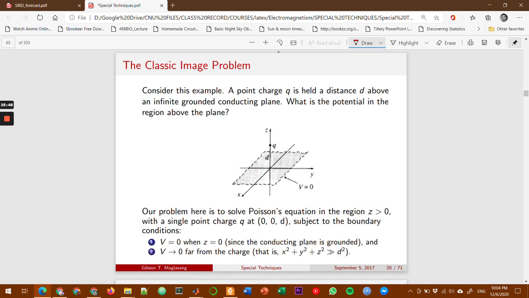So our problem here is to solve Poisson's equation in the region z greater than 0. Okay? So what is the general equation if we want to find the potential at z greater than 0? We have a single point charge Q located at (0, 0, d), subject to the boundary condition that the potential is 0 when z equals 0, since the conducting plane is grounded. And also V approaches 0 far from the charge, at infinity, which is much larger than where the point charge Q is located.